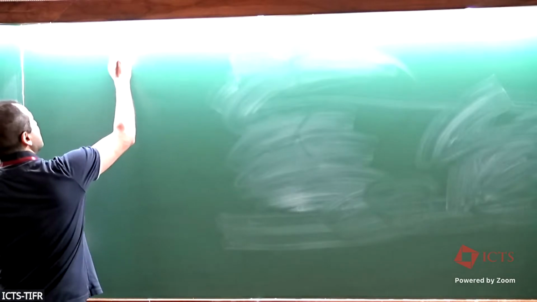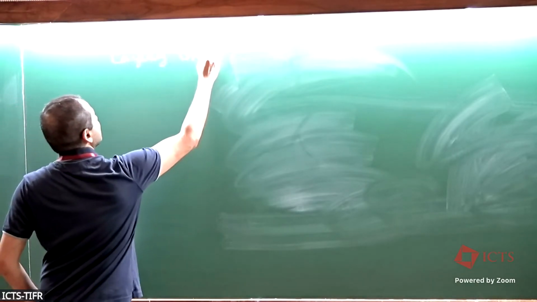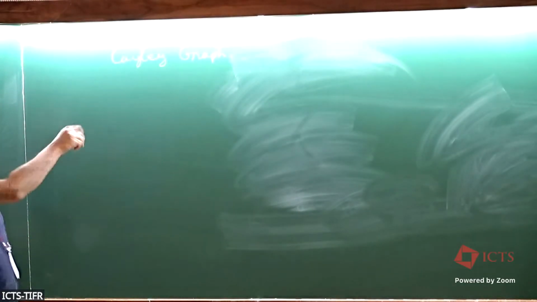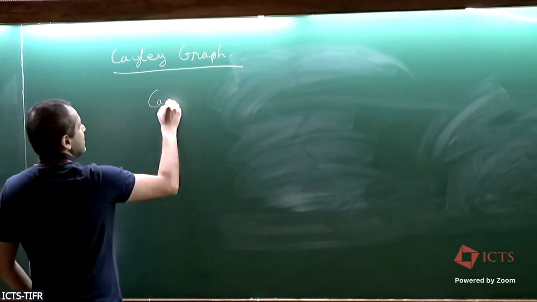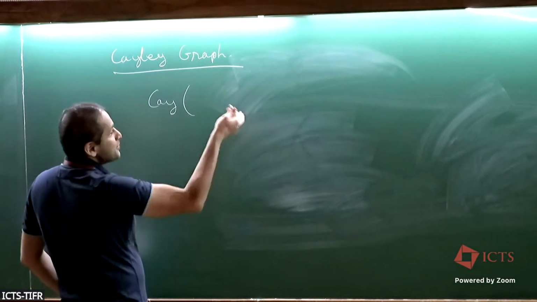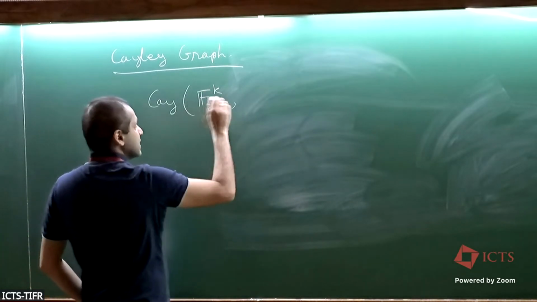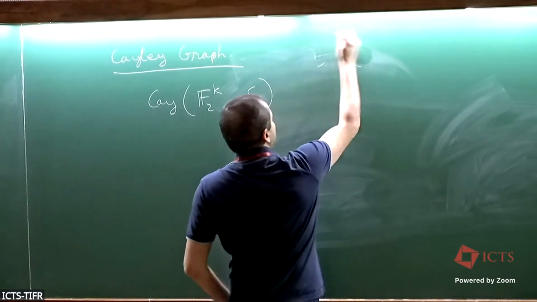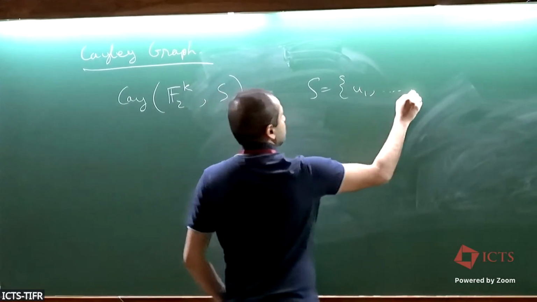This is a Cayley graph. Have we seen the word Cayley graph yet? We've not seen the word Cayley graph yet, so I'll tell you what it is. This is going to be the Cayley graph of F2 to the k with the set S, where S is u1 up to un.